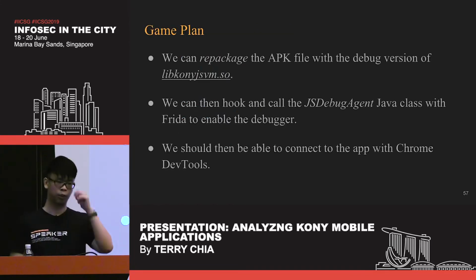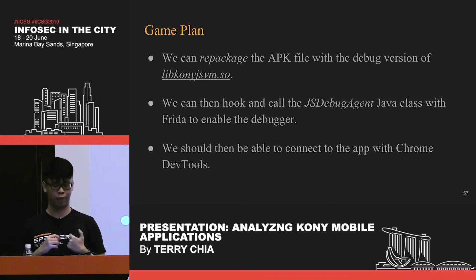So at this point, once we know all of this information, we have a game plan to get a debugger running for a release build of Kony. What we can do is repackage the APK file with the debug version of the shared library, because everything else about the application remains the same. We can then use something like Frida to hook the JS debug agent Java class to enable the debugger. So once we've done all of that, we should then be able to connect to the application using Chrome DevTools.